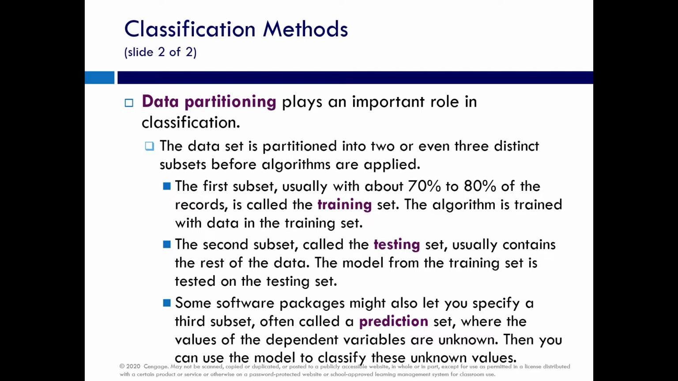The second subset, the testing set, usually contains the rest of the data. The model from the training set is tested on the testing set. Some software packages might also let you specify a third subset called the prediction set, where the values of the dependent variable are unknown, and you can use the model to classify these unknown values.